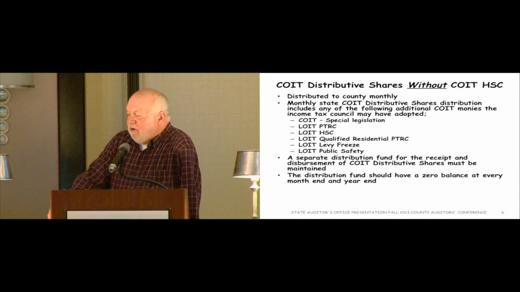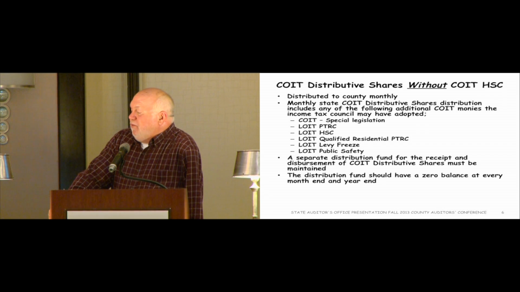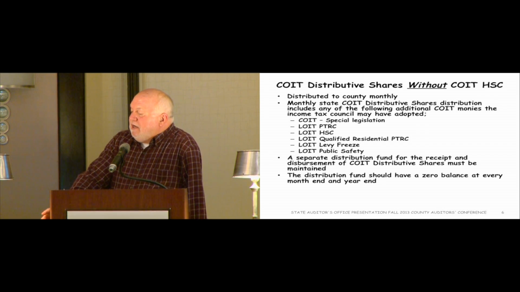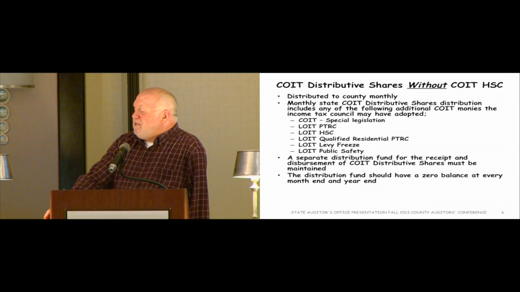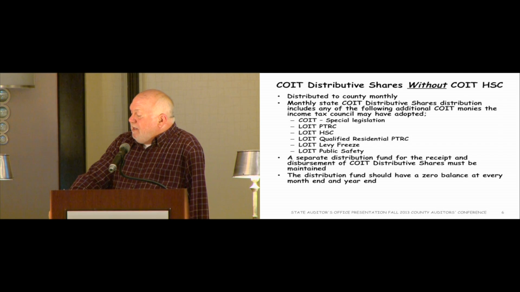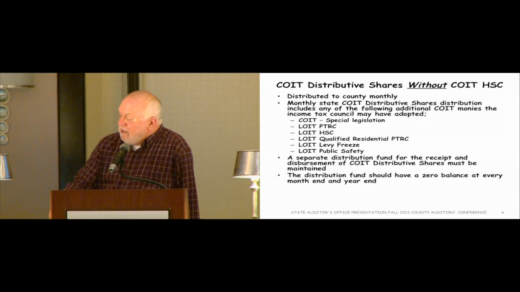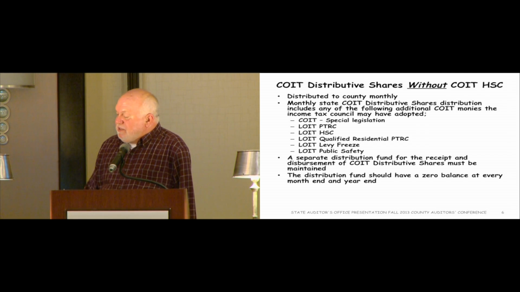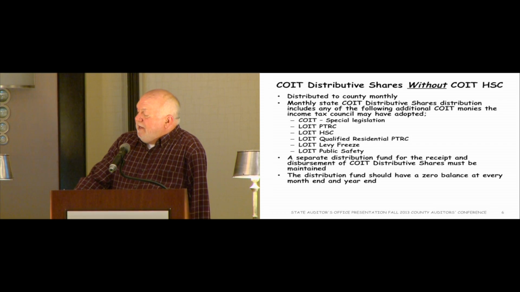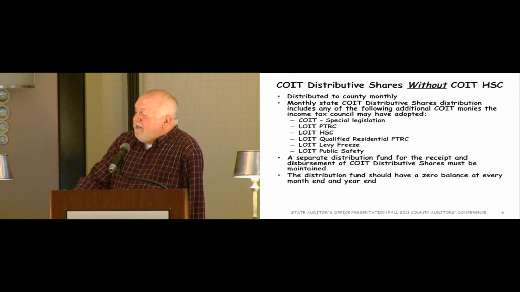Moving on to the COIT distributive shares. Without the COIT homestead, this COIT distribution is very, very much the same as the CAGIT certified shares and property tax replacement. There's just very little difference between how each of these work. You're going to have a separate distribution fund, and that distribution fund should have a zero balance at month end.